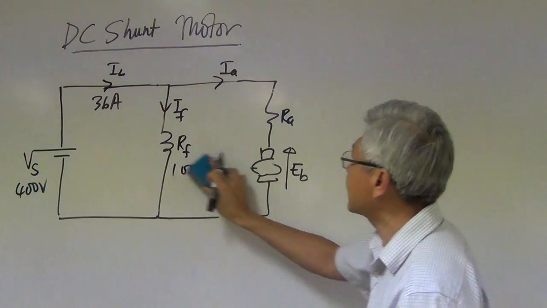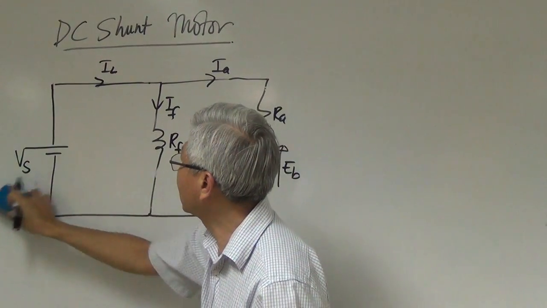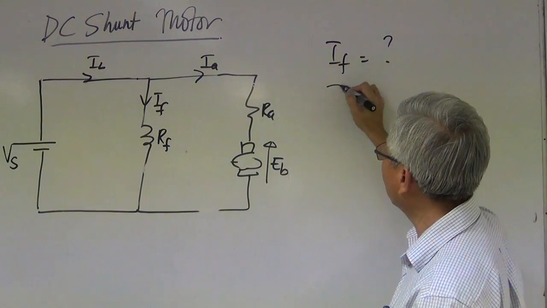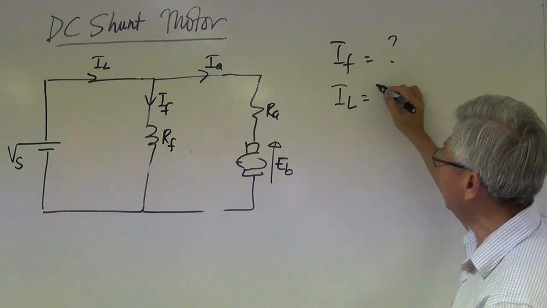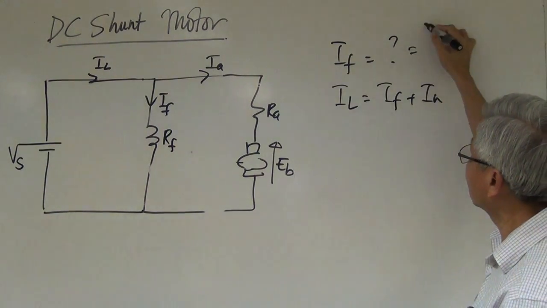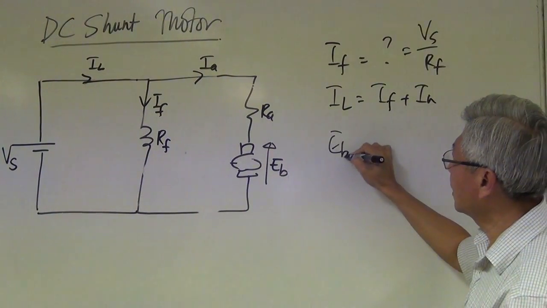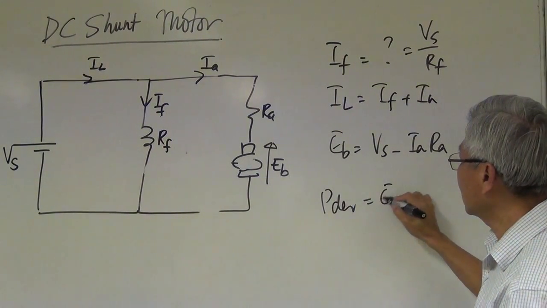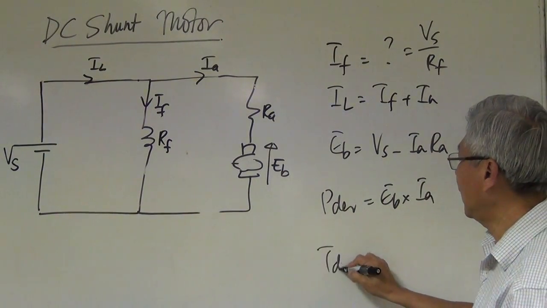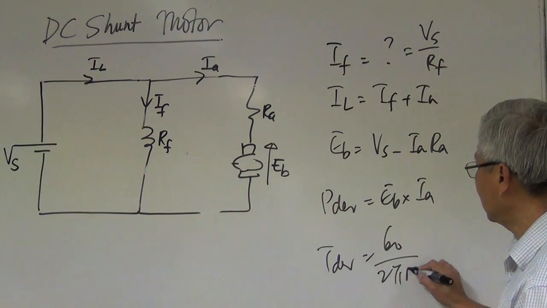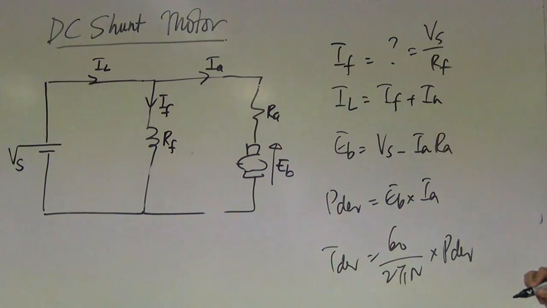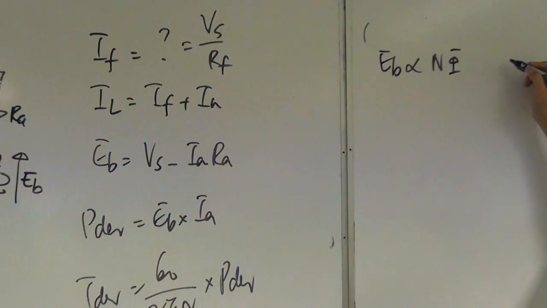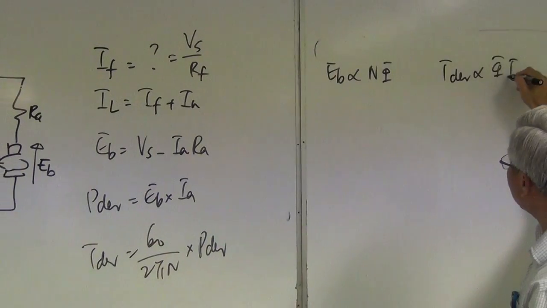Let's recap it very nicely. If I go back to this diagram here, are you able to calculate IF? Once you know the relationship of the three currents, IL equal to IF plus IA. How to calculate EB? VS minus IARA. How do you get power developed? EB IA. How do you get torque developed? 60 over 2 pi N multiply power developed. Which are the two proportional relationships? EB is proportional to N flux. Torque is proportional to flux IA.